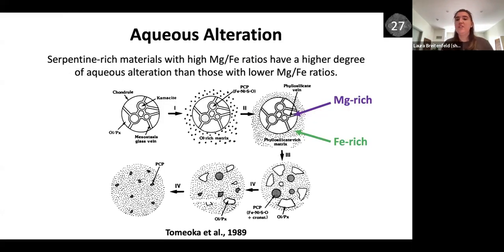So what does this mean in terms of looking at carbonaceous chondritic materials? Serpentine-rich materials with higher magnesium to iron ratios have a higher degree of aqueous alteration than those with lower magnesium to iron ratios. So from this, we definitely can conclude that the asteroid Bennu experienced really high degrees of aqueous alteration.